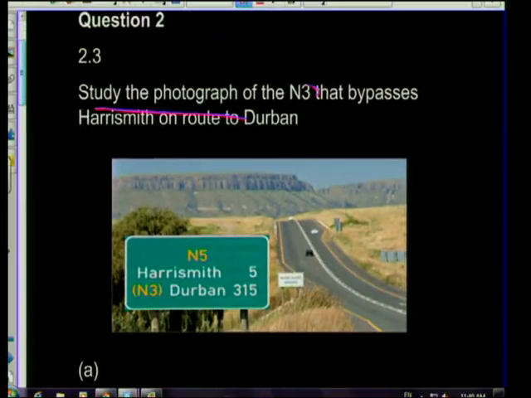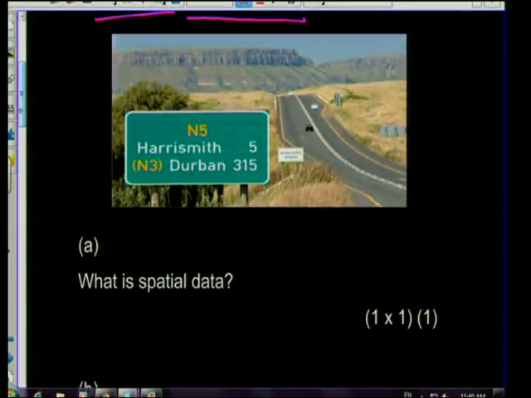Study the photograph of the N3 that bypasses Harrismith en route to Durban. This is a lovely photo showing you a signboard as well as part of the N5. Note, Harrismith is 5 kilometers further on. Durban is 315 kilometers on. If we have to go to our topographical map, that means simply the following.